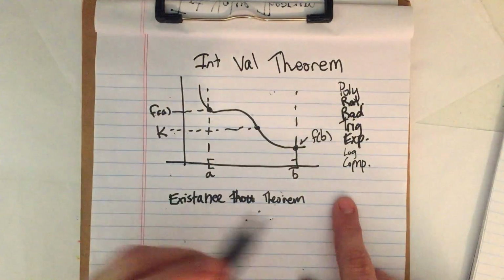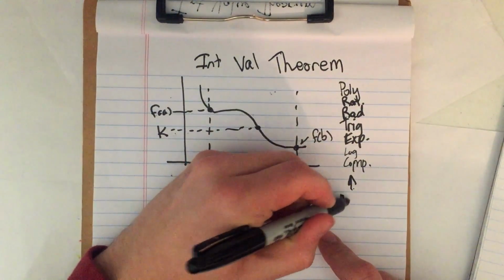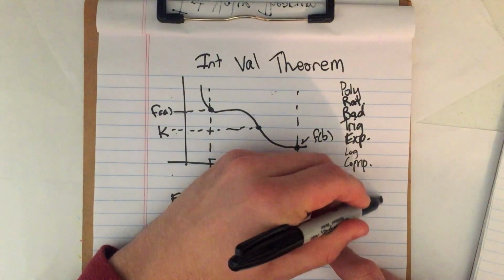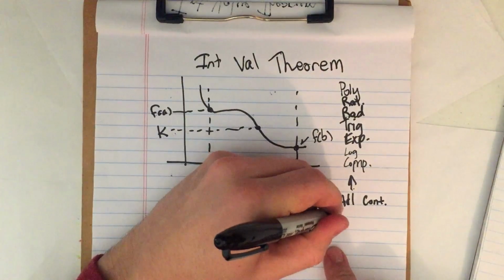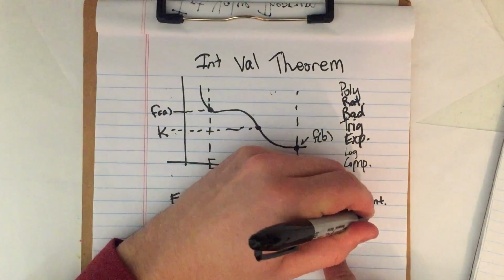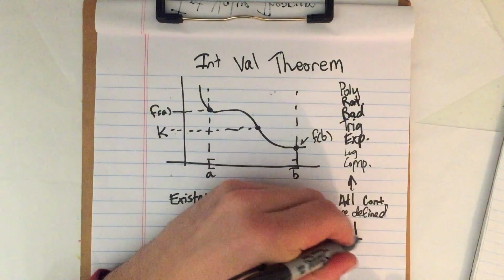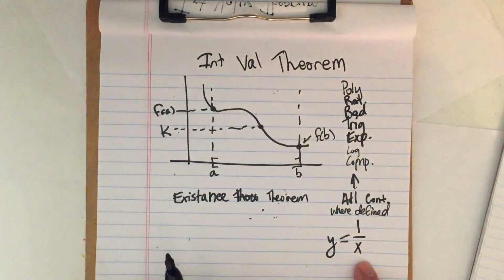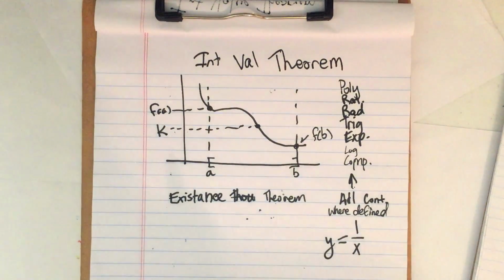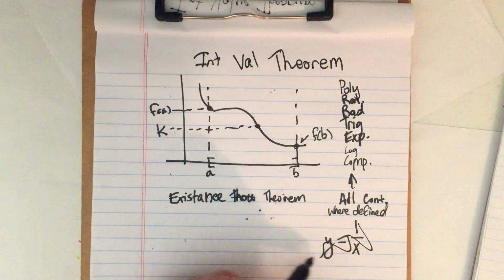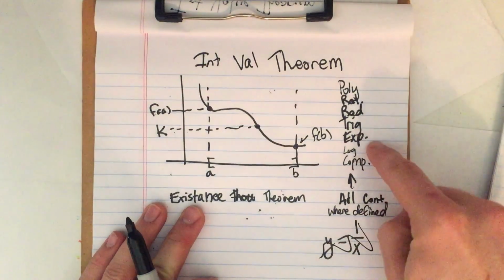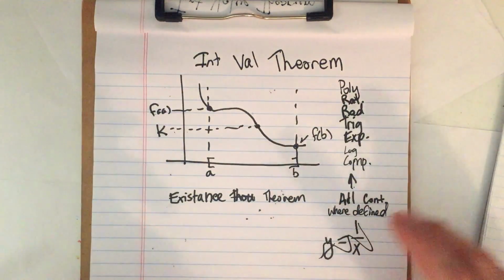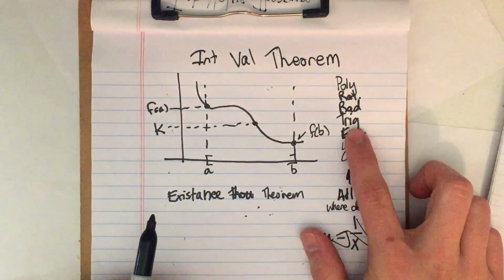Okay, this is where the magic of these come in. They're all continuous where defined. So 1 over x, not defined at 0, so not continuous at 0, but everything else, boom. Okay, so this is how I get our continuity. So it's like, oh, is it continuous? Well, okay, yeah, it's a radical expression.